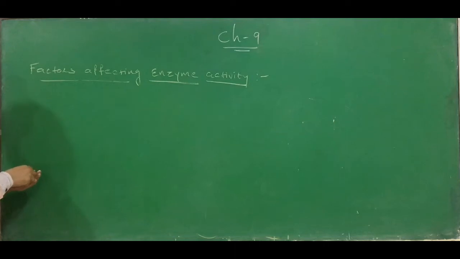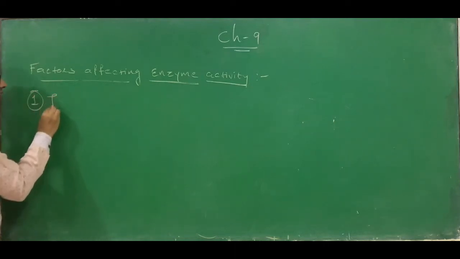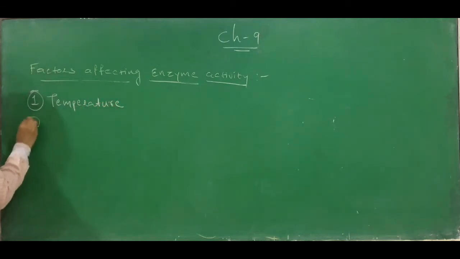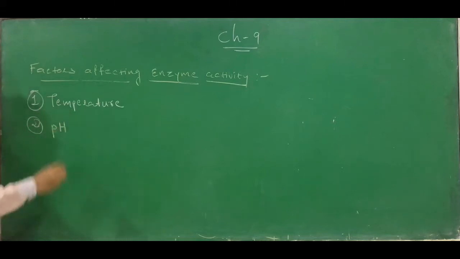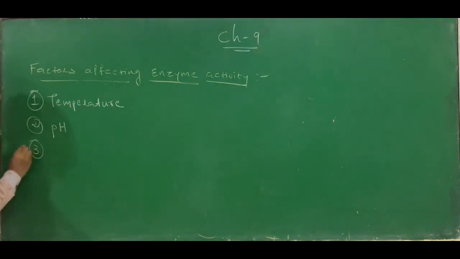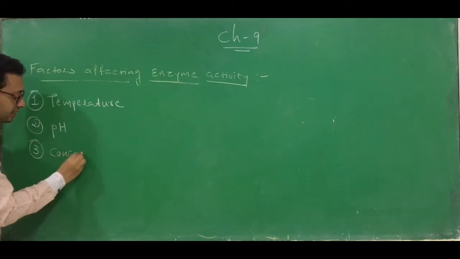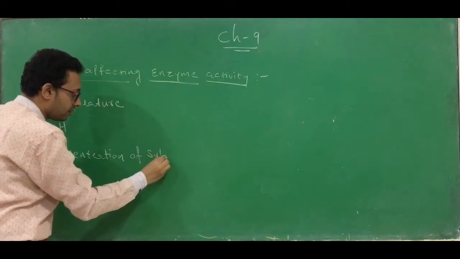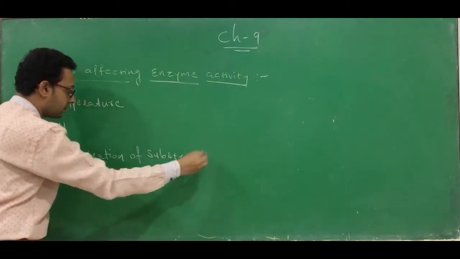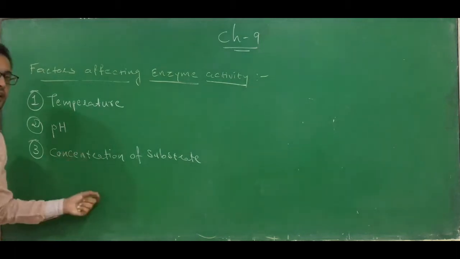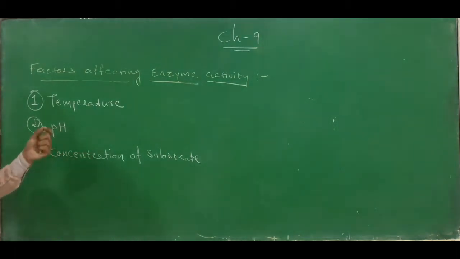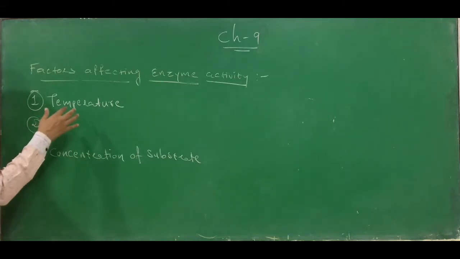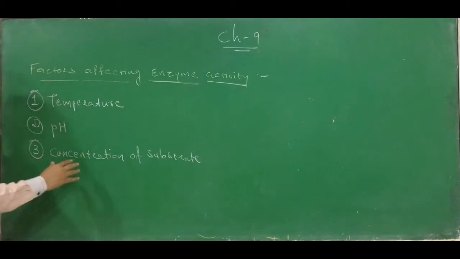So let's first start with one of the important factors. One important factor is temperature. The second factor which affects the enzyme activity is the pH. The third factor that affects the enzyme activity is concentration of substrate. Clear? Similarly, the concentration of inhibitors, or the concentration of enzymes, are also factors. But according to the book, we just have to learn the three factors: temperature, pH, and the concentration of substrate.